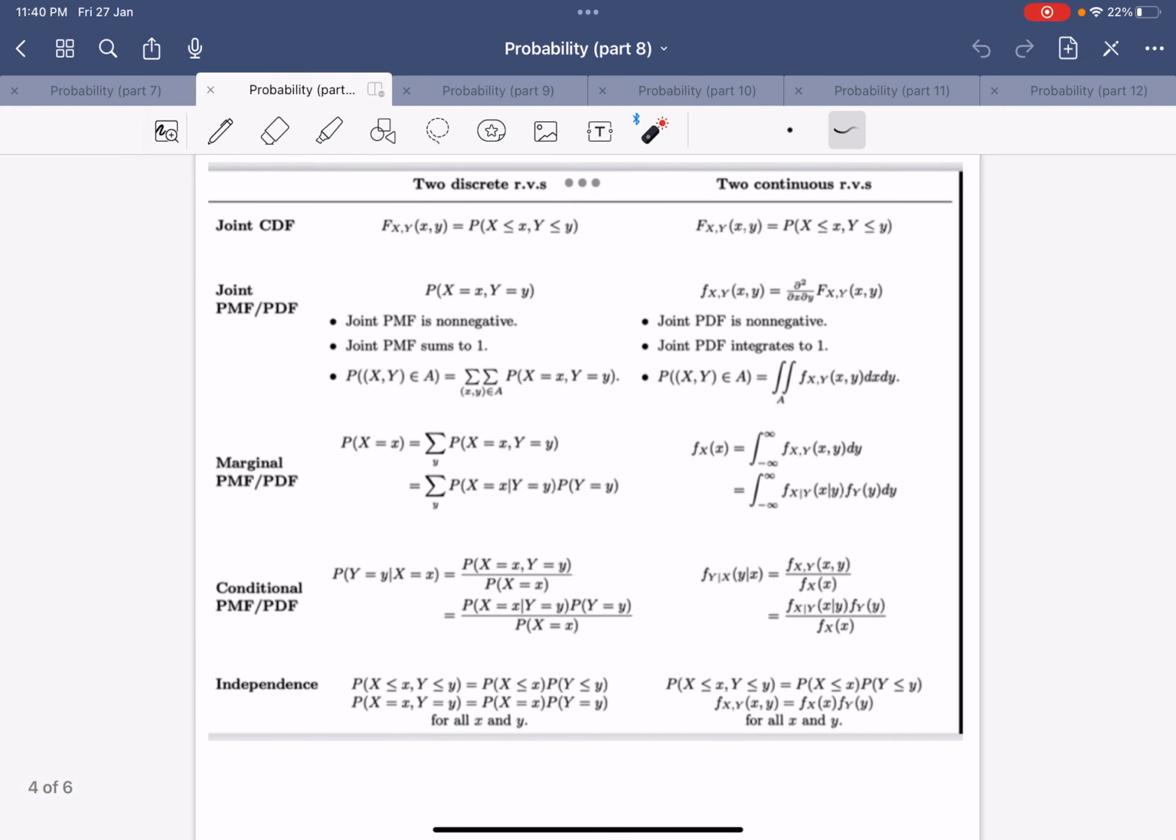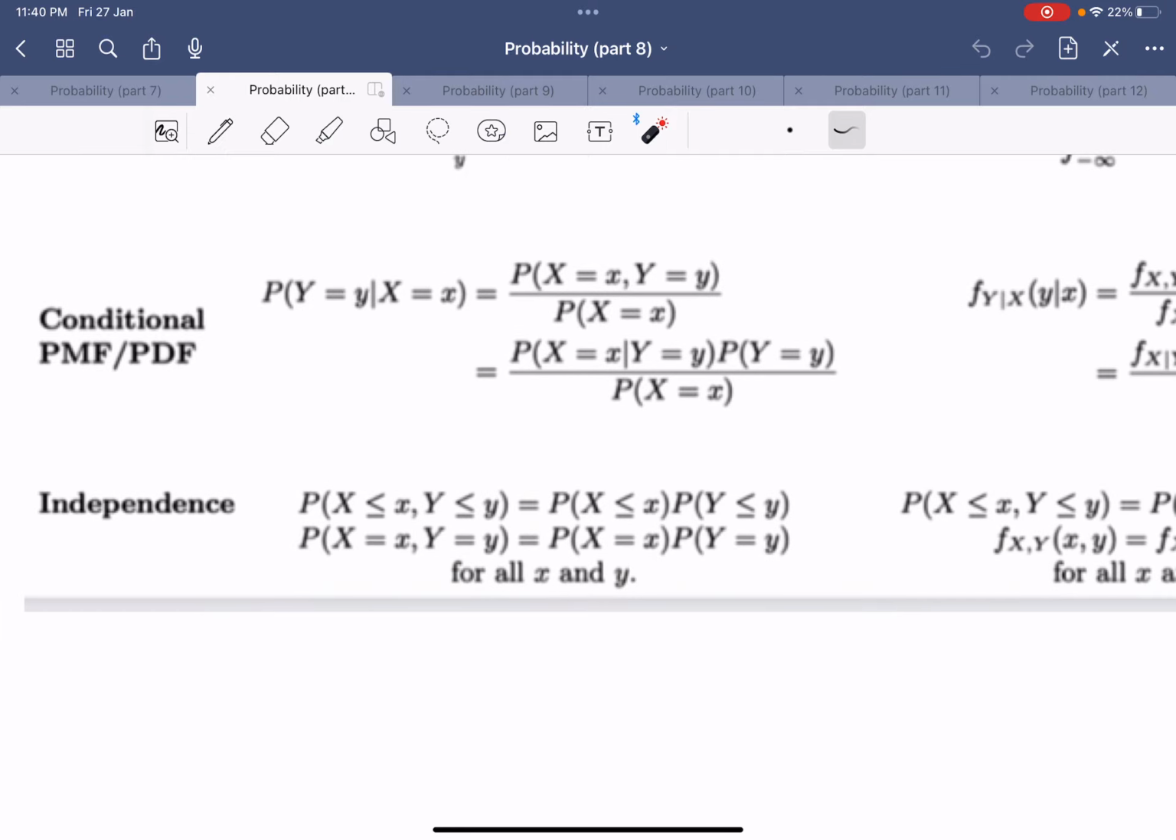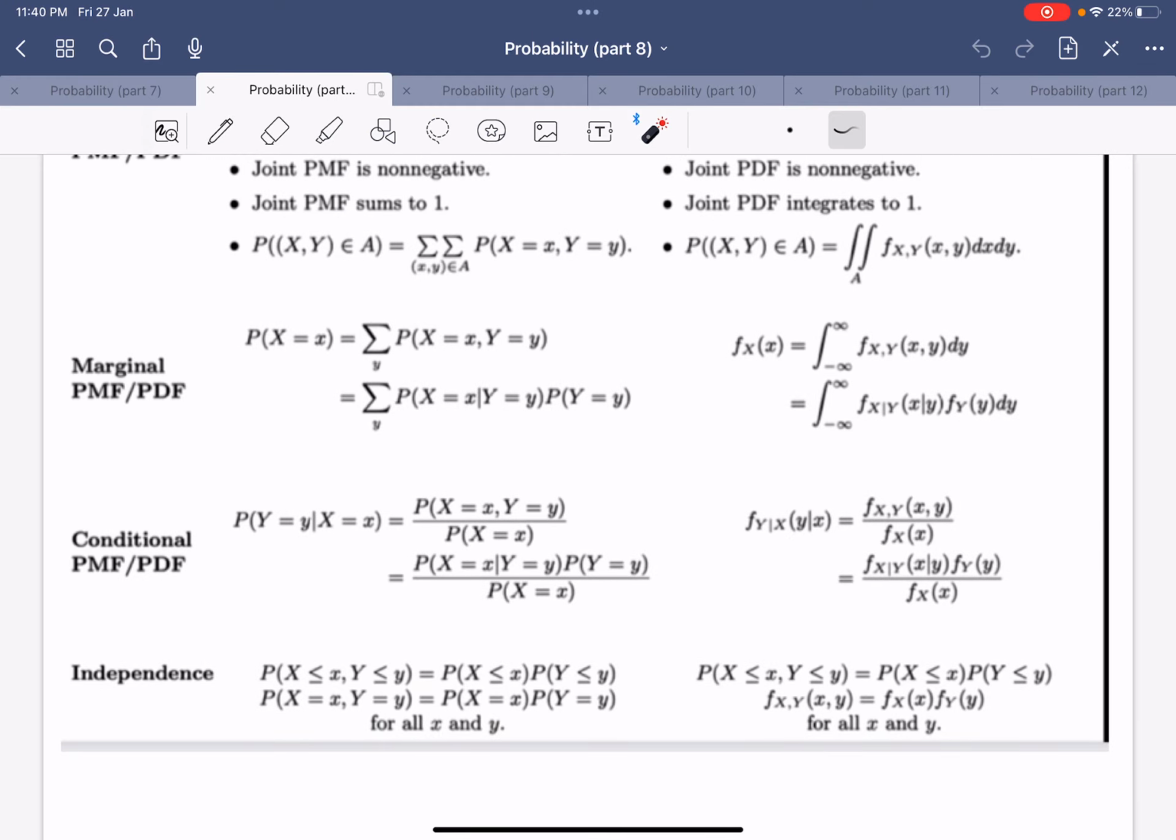Two discrete random variables are independent if P(X = x, Y = y) equals the probability X equals x times the probability Y equals y. And you can really think of it as this is the event A occurs and this is the event B occurs. If A and B are independent, it's the probability A occurs times the probability B occurs. Similarly for the continuous case.